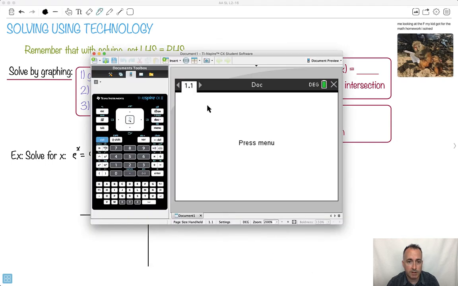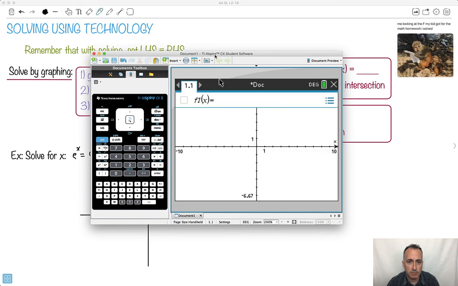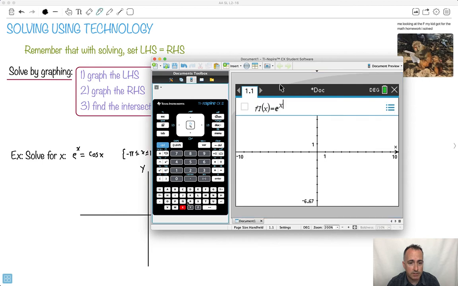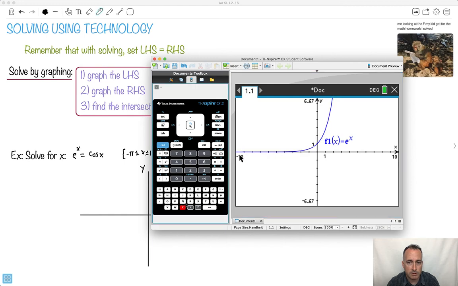So let me do a graph here. I'll open up my trusty graph. So give me a new one. Here we go. And I want to do e to the x as my first equation. So I'm going to go e to the x and say go. All right, that's my graph of e to the x. And then I have a graph of cos x. So let me do that one. So trig cos and do x here.